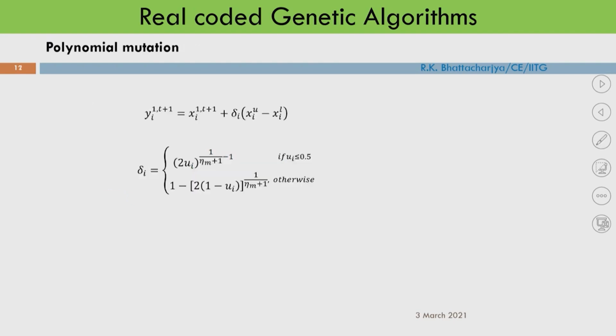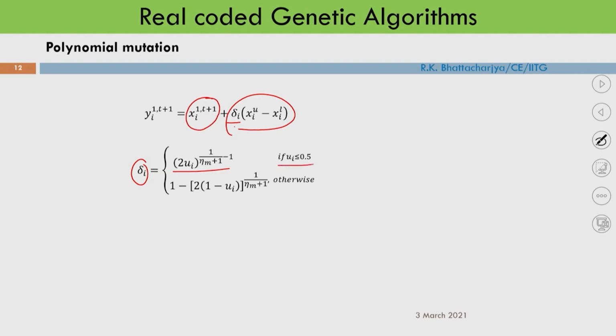So, another one is the polynomial mutation. This was given by Professor Kalyanmoy Deb. He has used a probability distribution to generate this delta i, and this is the perturbation part. So, you are adding this part to the current solution to get a mutated solution. Here it is delta i into x upper minus x lower, and this delta i is given by 2 into u to the power 1 by eta m plus 1, minus 1.